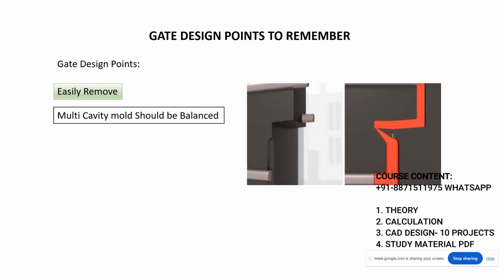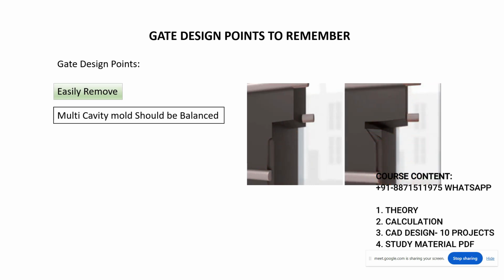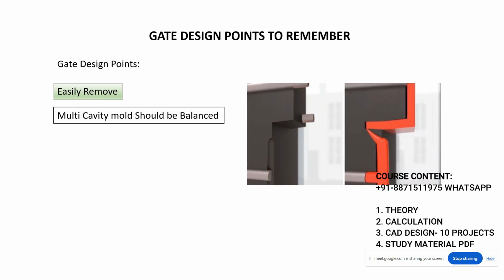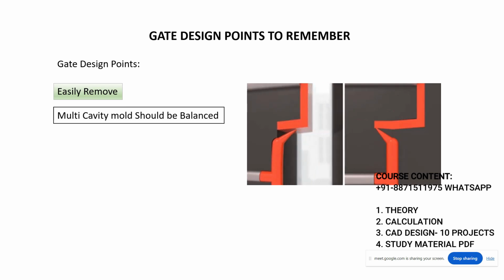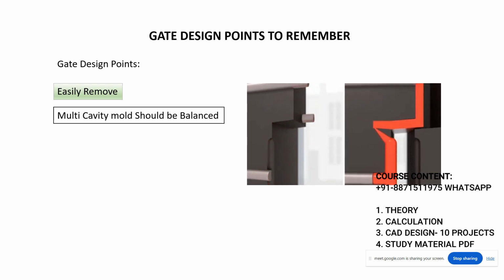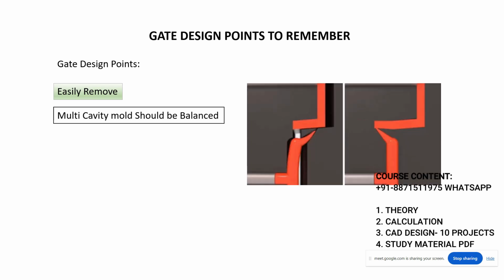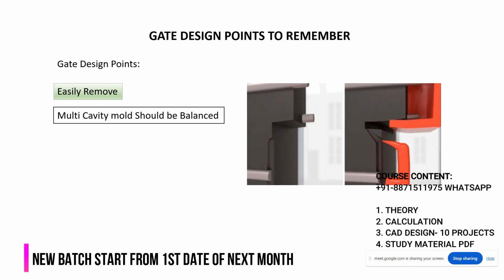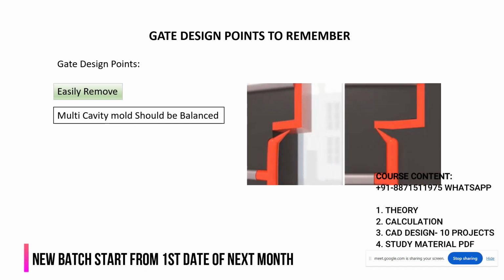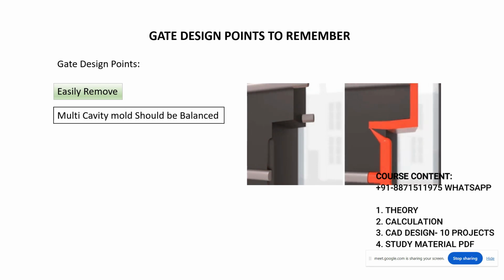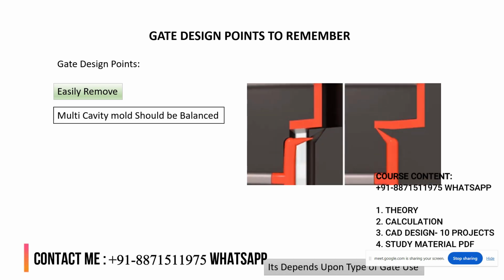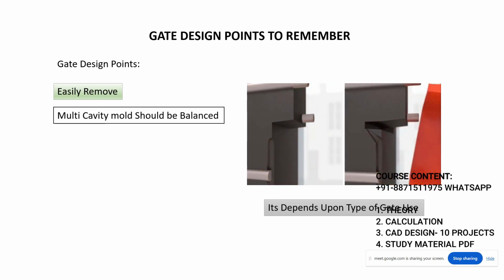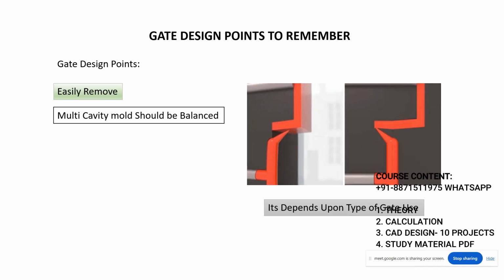Easily removed means, for example, see here. Here I am showing the gate which is known as the submarine gate, right? This gate is nothing but the submarine gate. During the ejection of the component, during the ejection process, it's degating automatically, right? With the minimum force, you can say that. So it should be easily removed. First of all, it should be easily removed. It should be like this. It also depends upon the type of gate we are using, right?